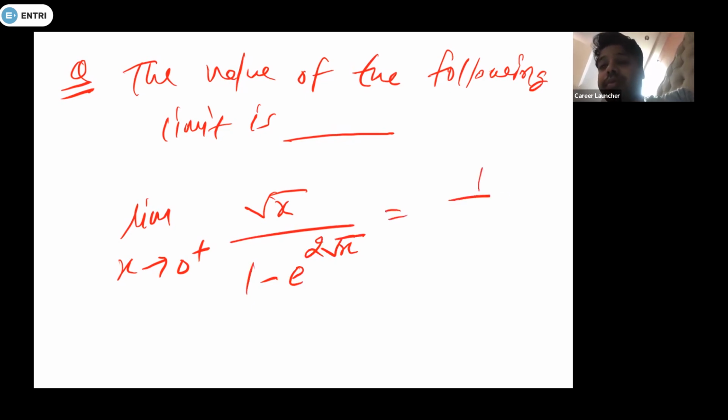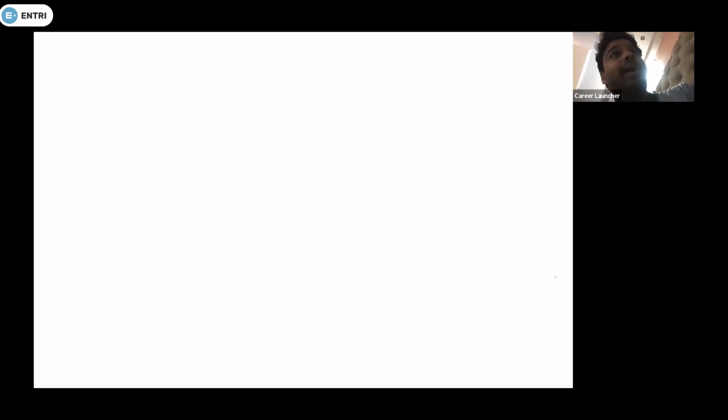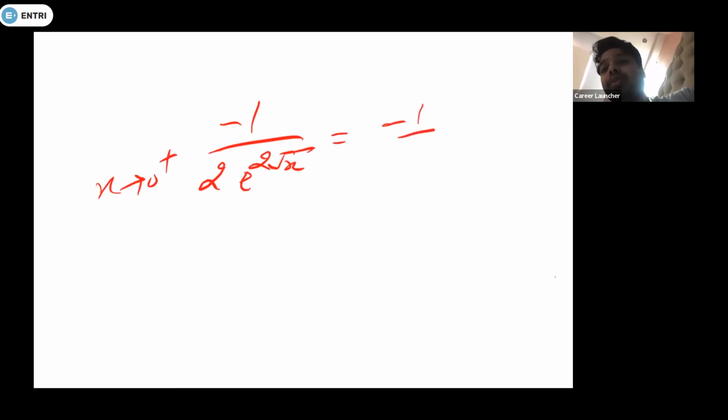So here apply L'Hospital's rule. The derivative of root x is 1 upon 2 root x, equals 1 minus, so here minus e to the power 2 root x into 2 upon 2 root x. Here it cancels out, and this also cancels out. So it becomes minus 1 upon 2 e to the power 2 root x. Through L'Hospital's rule we can solve any problem like that, as x tends to 0 plus. So what is this? Minus 1 by 2. Root 0 is 0, e raised to power 0 is 1, so minus 0.5.